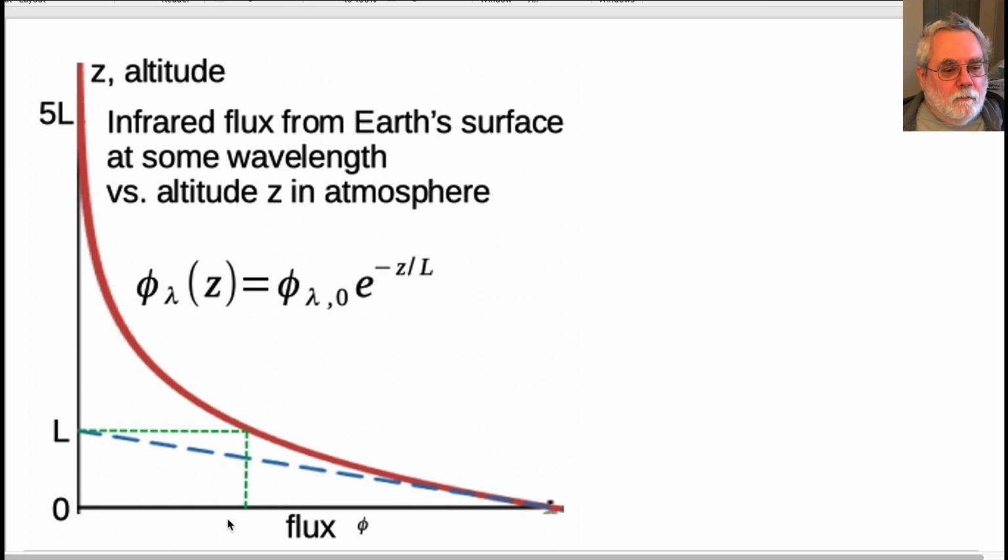So, flux is horizontal. At Earth's surface, the flux is highest. As we go up in altitude, the flux decreases. When our altitude is equal to the absorption length, we're down to 37% of the flux, and then it continues to decrease with altitude. We will see that this is a reasonable approximation for infrared absorption by carbon dioxide's 15 micron peak wavelength at the bottom of the atmosphere.